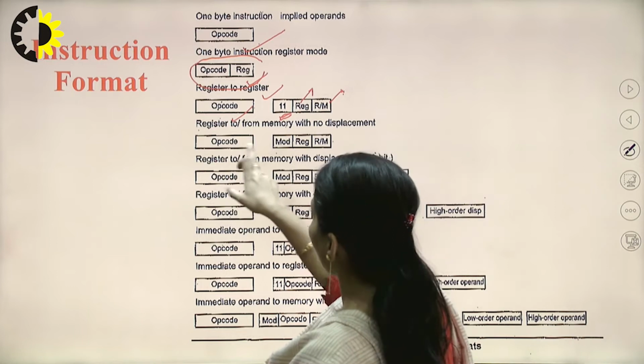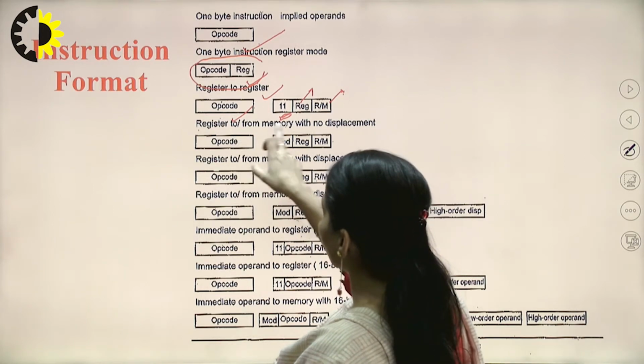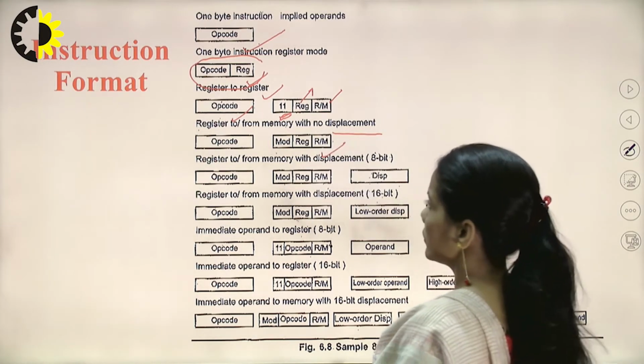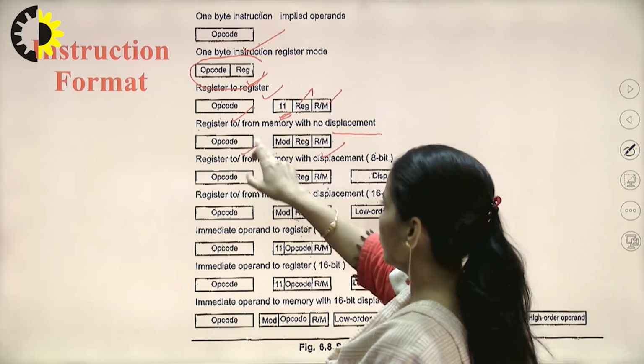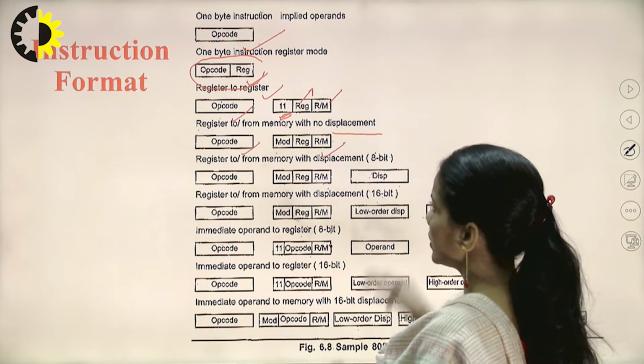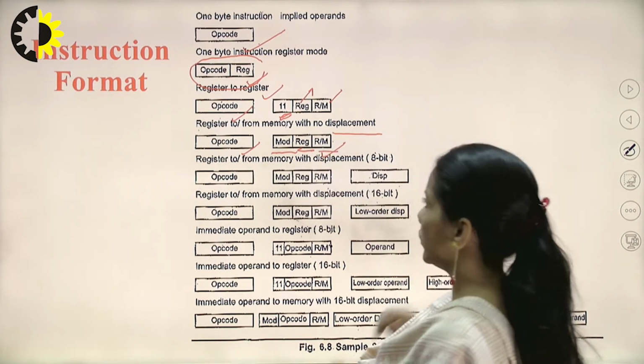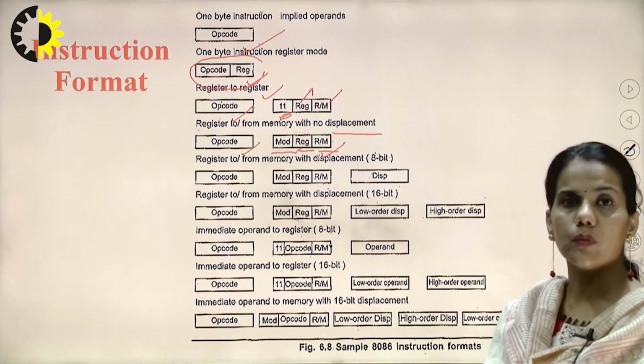Here again, register to or from memory with no displacement. It is also having the 2 bytes of instruction format. First byte represents opcode, second byte gives mode, register, R/M, that is, it may be register or it may be the memory.